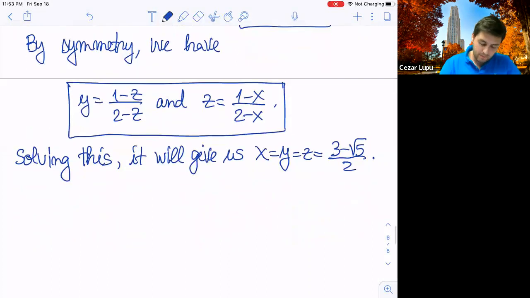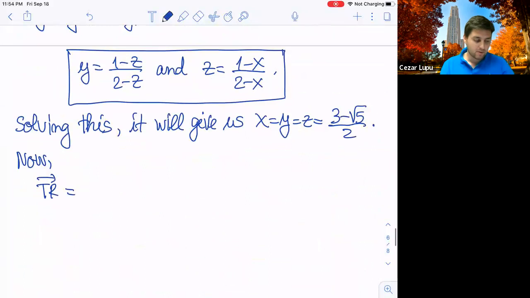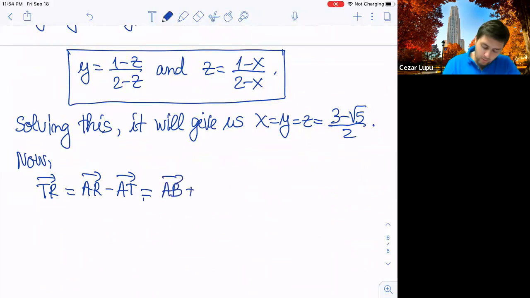First, let's compute the TR vector. So TR vector now will give us what? We don't even have to apply any triangle rules there. So this will be AR minus AT, right? And we know AR. So this will be AB vector plus 1/2 BF vector minus 1/2 AE vector.